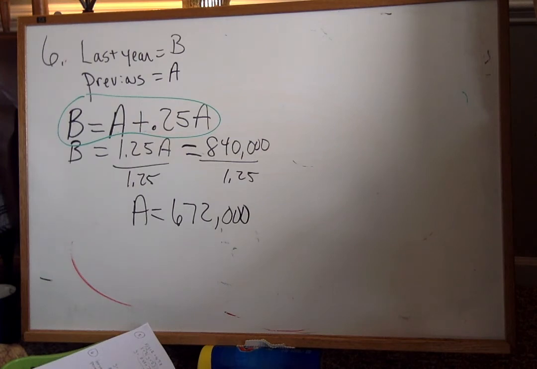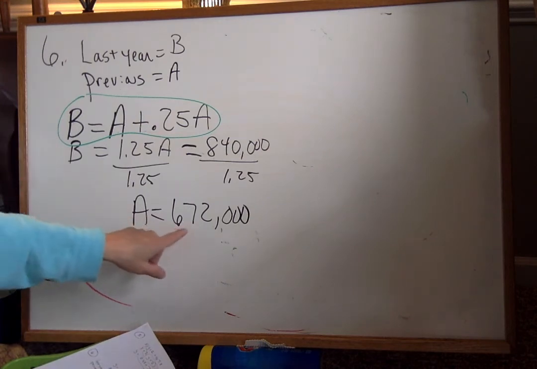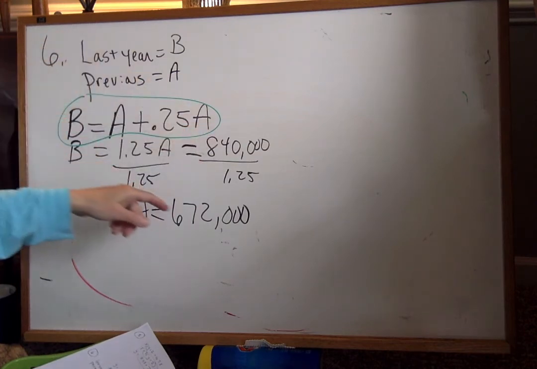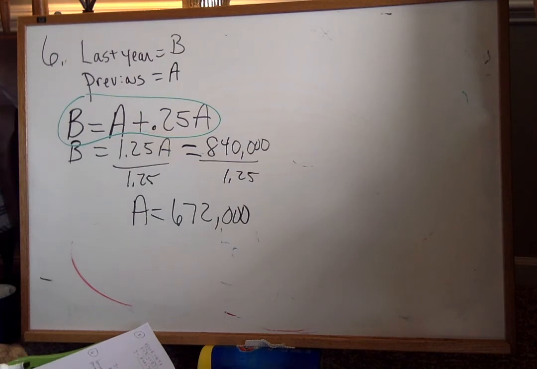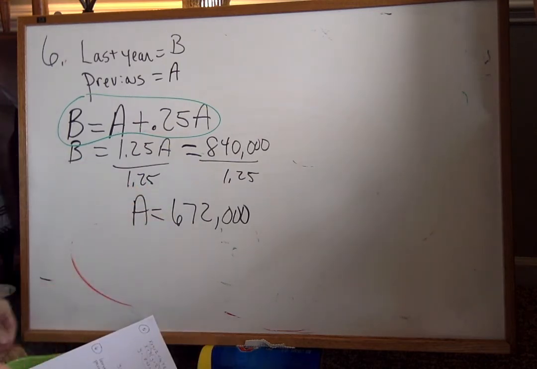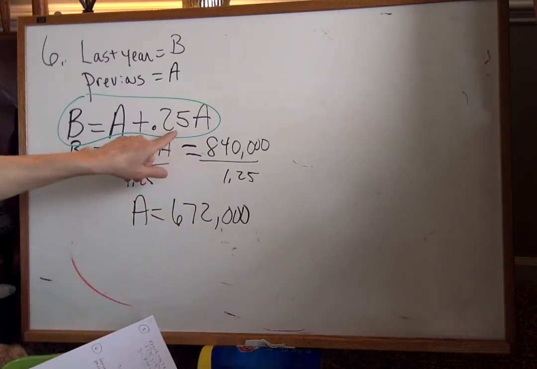And now it kind of makes sense. Okay, 2 years ago, they made 672,000. A year ago, last year, they made 840,000. Yeah, they're growing. They're getting bigger. This year, I guess they'll do even more or something. So let me repeat something. The most common mistake is to say A plus 0.25.